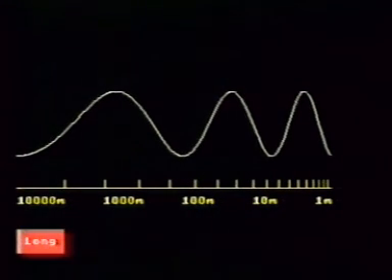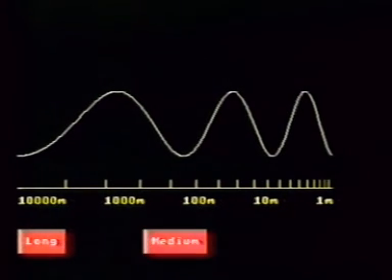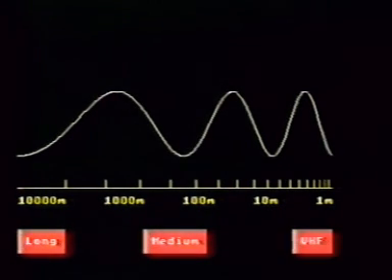A long radio wave can be 10,000 meters long, that's over 6 miles. Medium waves are between 1,000 and 100 meters long. VHF waves are only about 1 meter long. As with all waves, the shorter the wavelength, the higher the frequency. So a long wave is of low frequency, but very short waves have a high frequency, hence the name VHF.